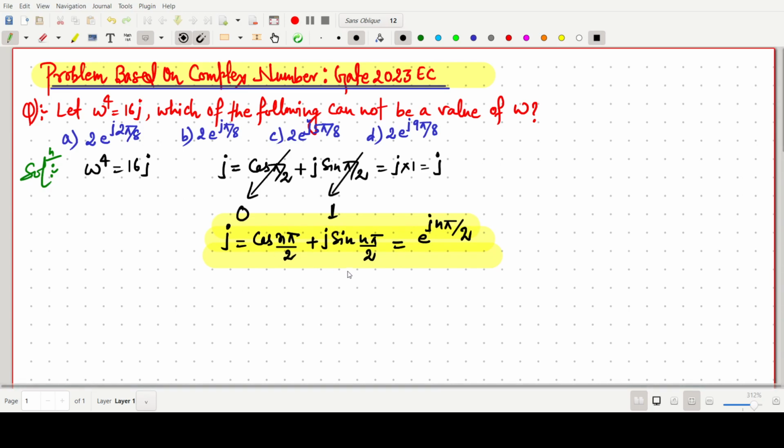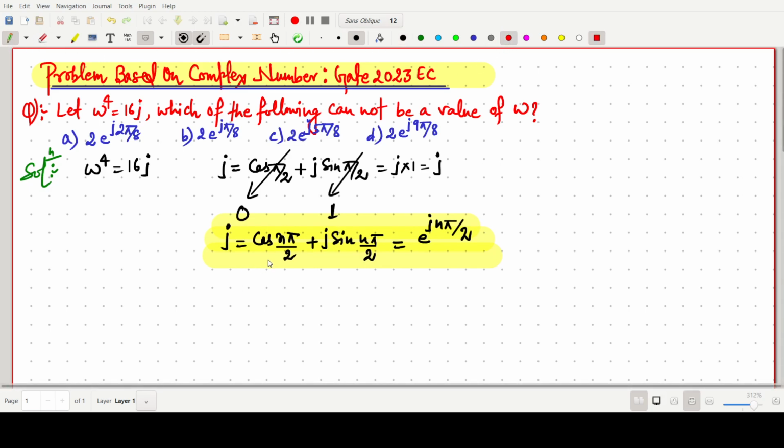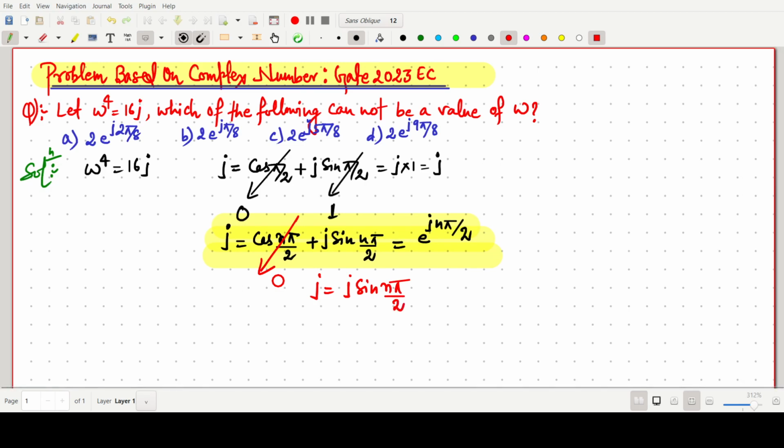So now we have to decide the value. We already know that the cos term will always be 0, and so the overall j follows like this, n pi by 2, where this term, sin n pi by 2, will always be 1.